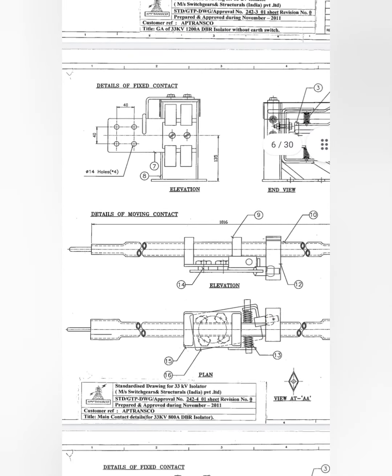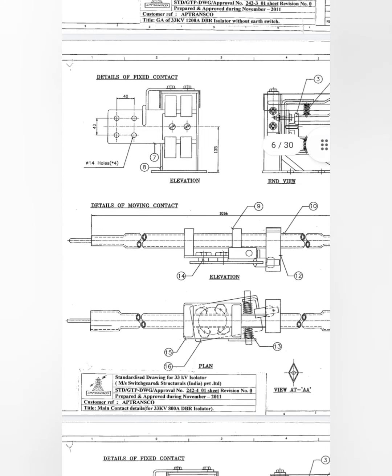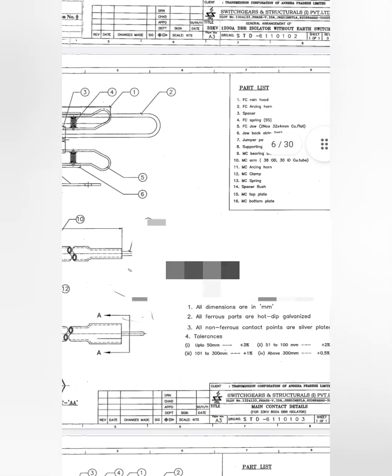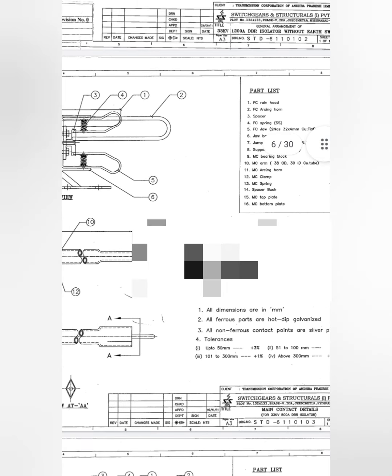Next, coming to the elevation of your fixed contacts, which means the male and female contacts which get fixed with each other, and conduction takes place, which means the connection takes place. Here the number-wise part list is given, just go through it.